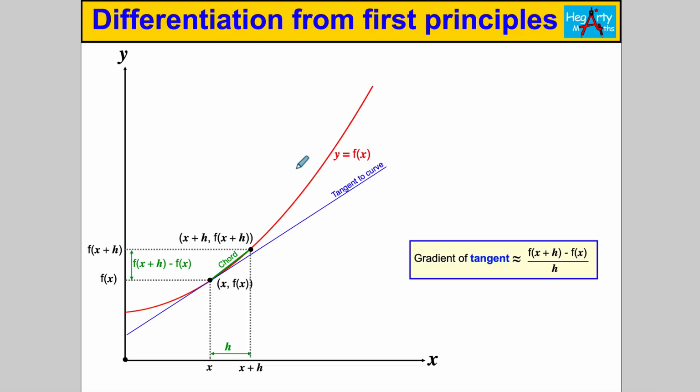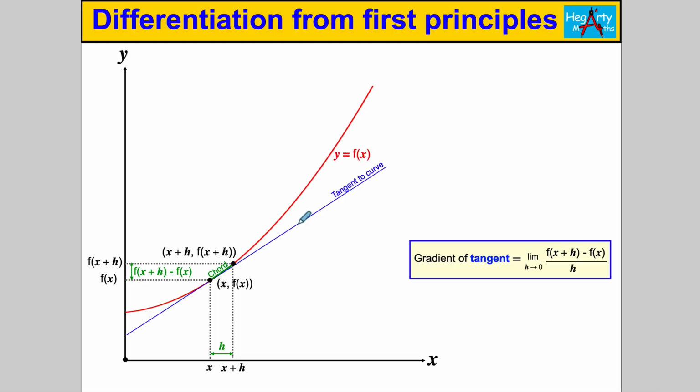Until the point where h is so small, watch this last step, that the gradient of that green line you can hardly see is almost identical to the gradient of the tangent. In fact, if I made h smaller and smaller until it tended to zero, the gradient of the chord would actually give me the answer to the gradient of the tangent, i.e. the gradient of the curve at the point x.